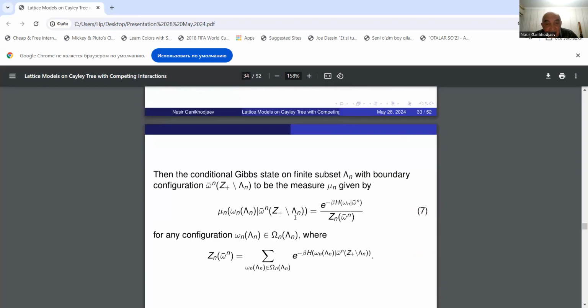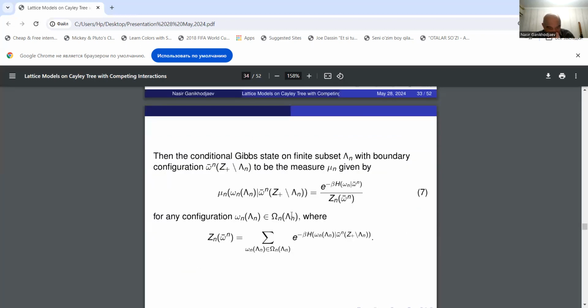So now we can define the conditional Gibbs measure on this finite subset lambda n with fixed boundary configuration. This one is the following measure. Here beta is the inverse temperature, and this is the partition function, a sum of such type. That is, we will have a conditional Gibbs measure.